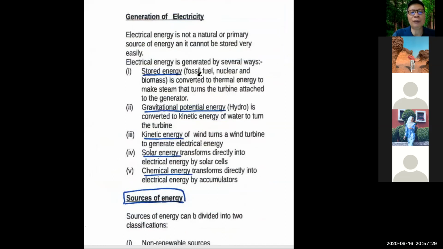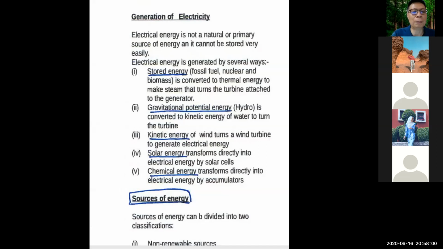The fossil fuel: diesel, petrol, this one we get from the soil, underground. That one is considered stored energy. And nuclear, this is the latest one, nuclear energy, and biomass. What is biomass? Biomass means heat energy produced by waste products, like rubbish. You can produce heat from it, so you call it biomass.